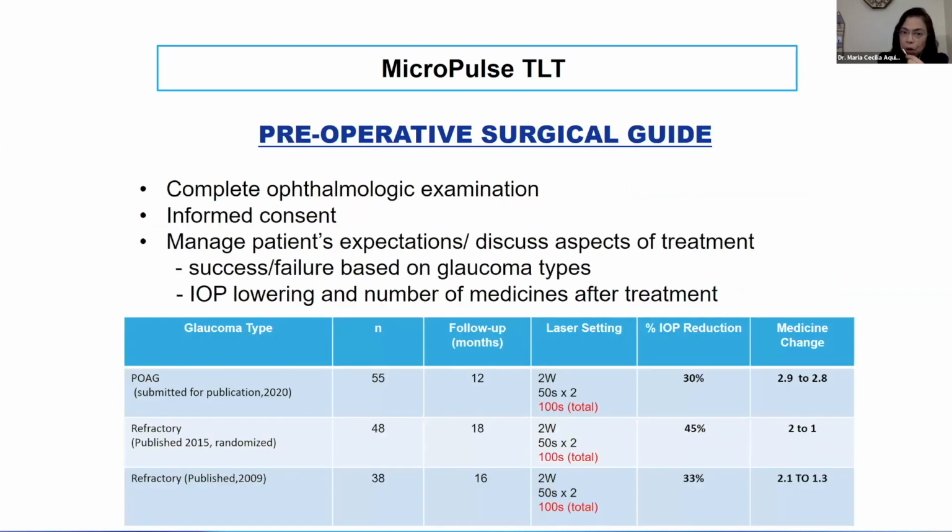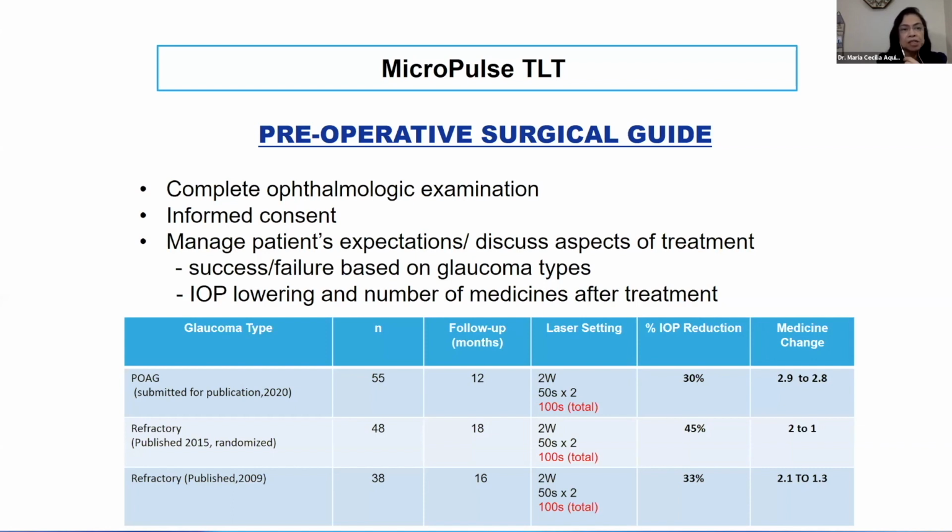So let's move on to some preoperative surgical guides. After a complete ophthalmologic examination, with, of course, special emphasis on the anterior chamber reaction and the pupil size, which some surgeons are now complaining of as side effects post-treatment, you have to take note of that.